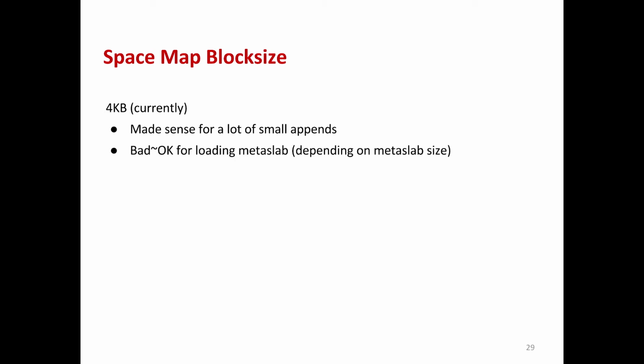With these changes, another thing that we might want to reconsider is the spacemap block size. As I mentioned earlier, currently the spacemap block size is 4 kilobytes, which made sense in the previous state of the world where we were writing little changes to each space map, and all these changes were scattered throughout the pool. And for loading the metaslabs, it's an okay size depending on the metaslab size that you have. But now that we're introducing this log space map, reading a space map with a 4 kilobyte block size means that we'll have to do lots of IOs going back and forth on disk.